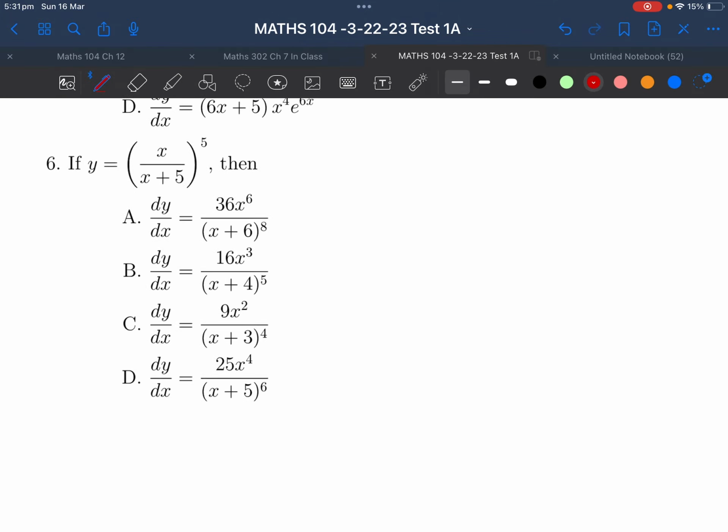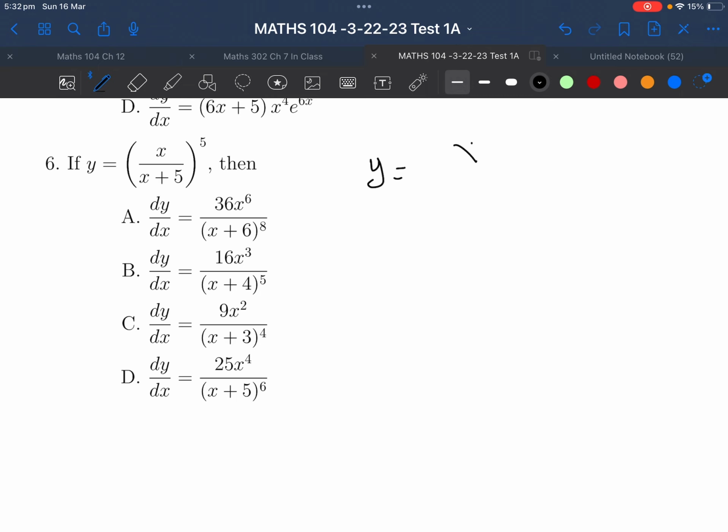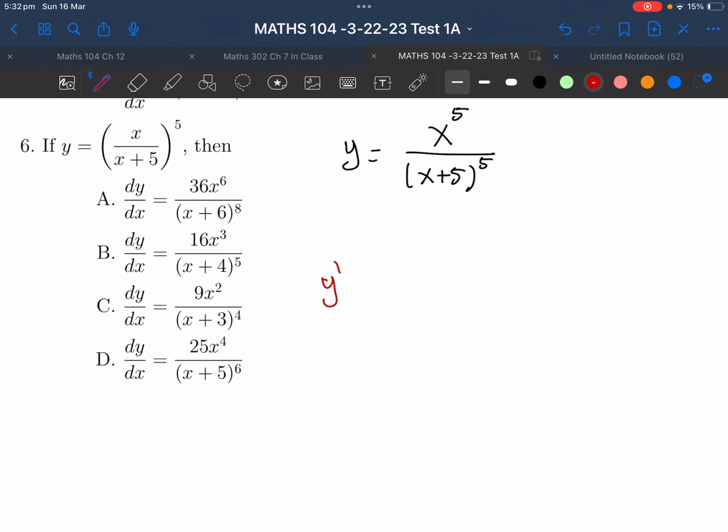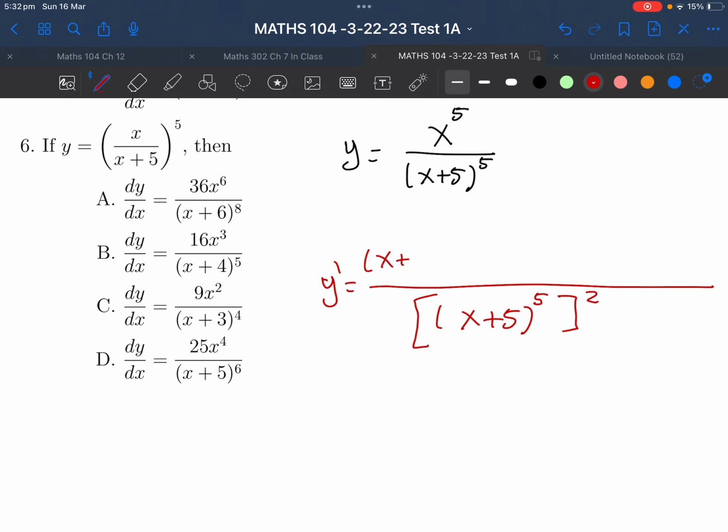Finally, we need to use the quotient rule. So the first step, let me just rewrite this function. It will be x power 5 divided by x plus 5 power 5. And now we use the quotient rule. The quotient rule will say, take the denominator and square it. And then take the denominator again and write it down with the derivative of the numerator, which is 5x to the 4, minus.